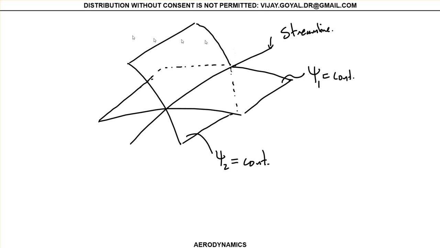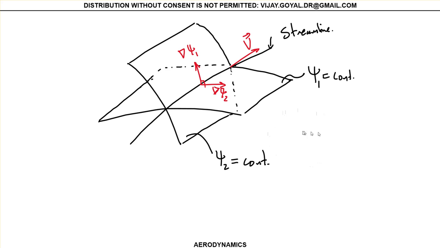Let me change the color here. And here you're going to have the velocity vector. Remember, the velocity vector is going to be tangent to this streamline. Then in this particular location, I will have the gradient. The gradient of psi is perpendicular to this surface, and to this other surface I have another gradient that's perpendicular to that surface. So that's the gradient.